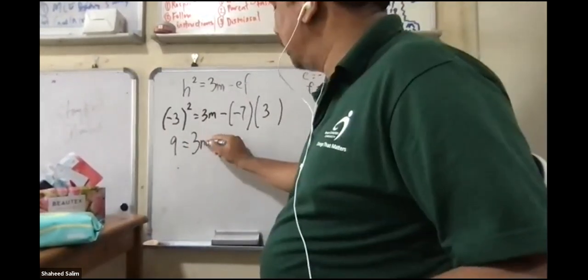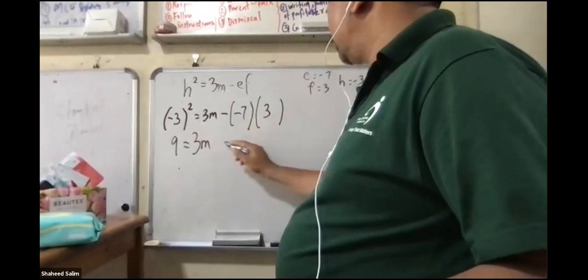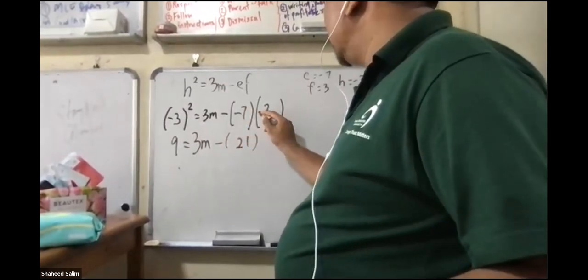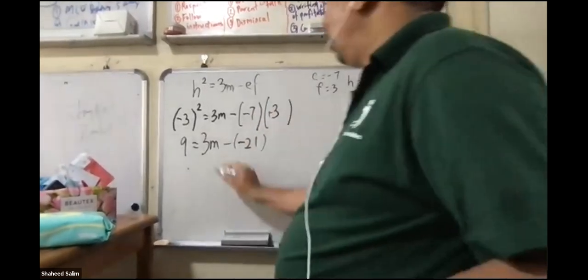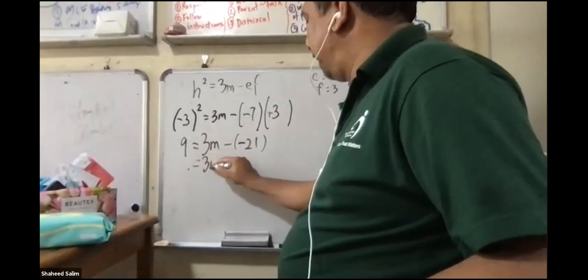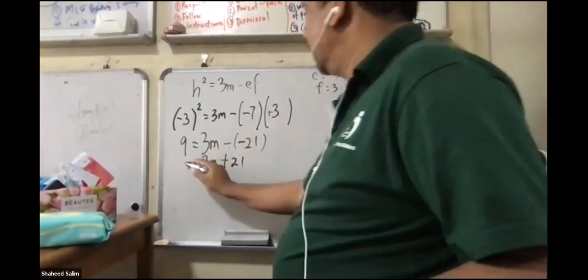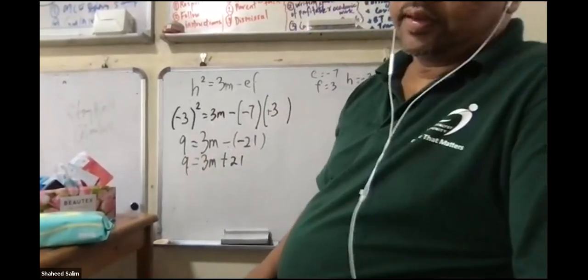Okay. 3m, we leave 3m alone. Now we do the inside one first. 7 times 3, how much is it? 21. Minus times plus, this is minus, although we don't see it. Now we remove the bracket here, 3m. Minus minus becomes plus 21. 9 equals to 3m plus 21.